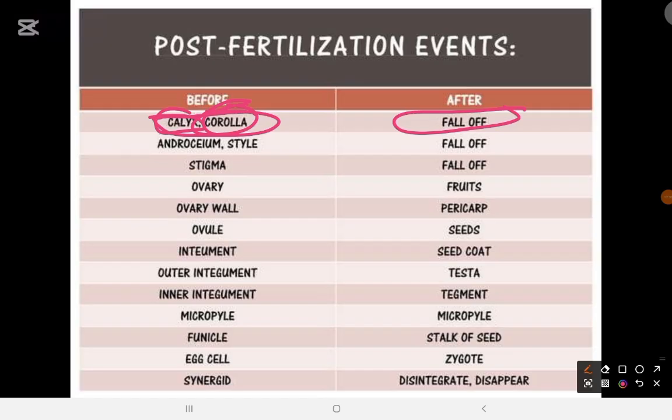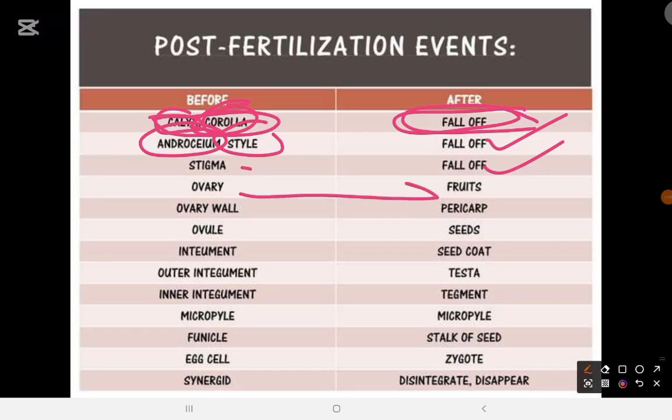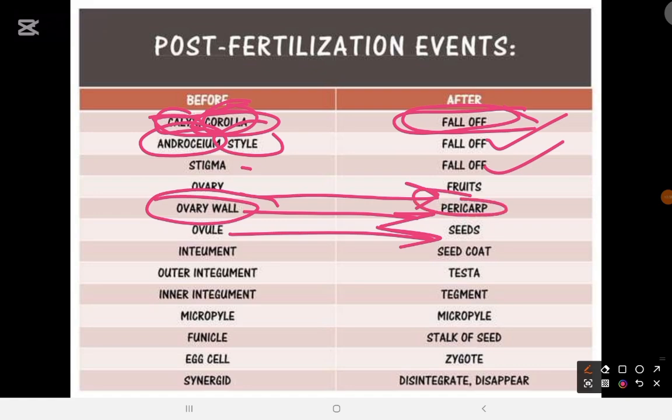All right. So after fertilization, the androecium and style, which are present before fertilization, fall off. The stigma is present and falls off after fertilization, but the ovary turns into fruit while the ovule turns into seed. Then the ovary wall turns into the pericarp, which is the portion that we can chew in some fruits. The pericarp consists of the endocarp, the mesocarp, and the epicarp. We're going to cover that in fruits.